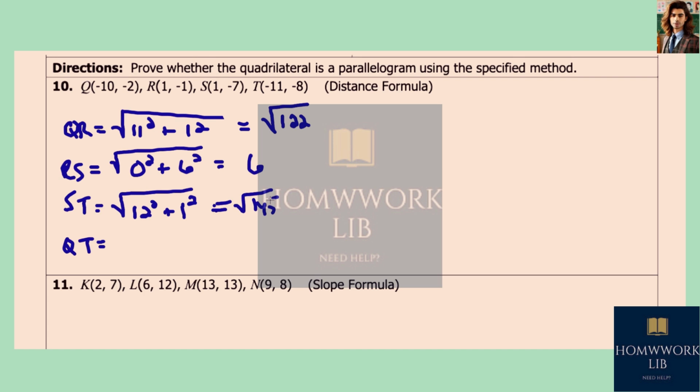And finally, QT, there's 1 unit and 6 units: 1 unit between the x's, 6 between the y's. And so that's the square root of 37. Because the opposite sides are not congruent, this is not a parallelogram.